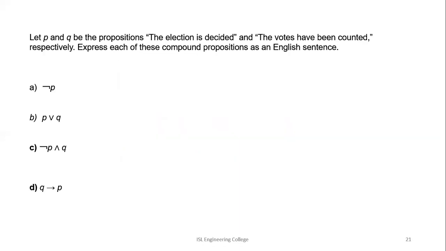Okay, now this is another example where there are two propositions. The first one is the election is decided, and the other one is the votes have been counted. This proposition is being denoted by P, and this is being denoted by Q.